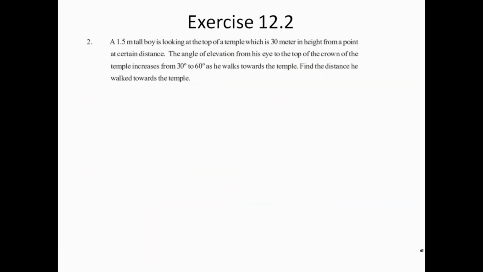So let us look at the next sum over here. A 1.5 meter tall boy is looking at the top of a temple which is 30 meters in height from a point at a certain distance. Okay, so let me note this down. You have a boy over here. His height is 1.5 meters. Now he is looking at the top of a temple. Up to here we have the information. So this becomes a triangle.